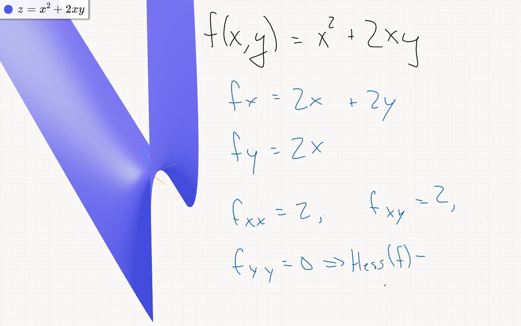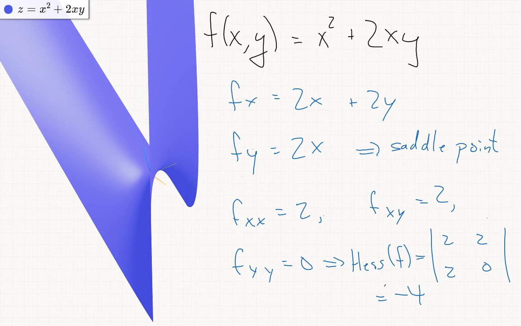So the Hessian of f will be the determinant of [2, 2; 2, 0], which is negative 4. And so since the Hessian is negative, this is how we can conclude that the origin is a saddle point.